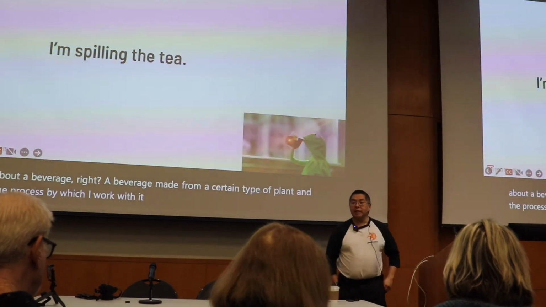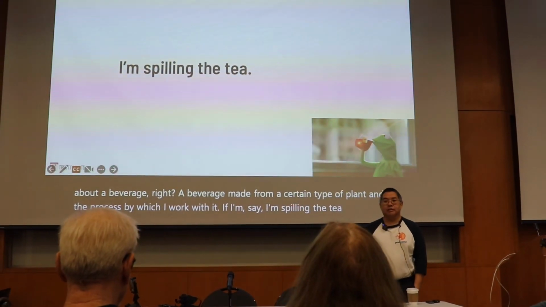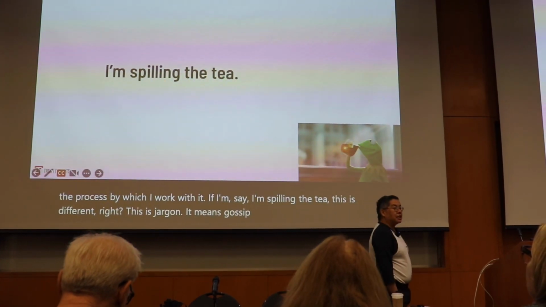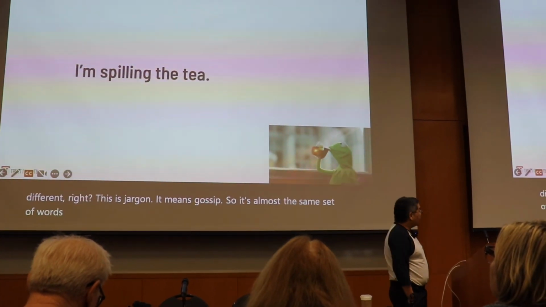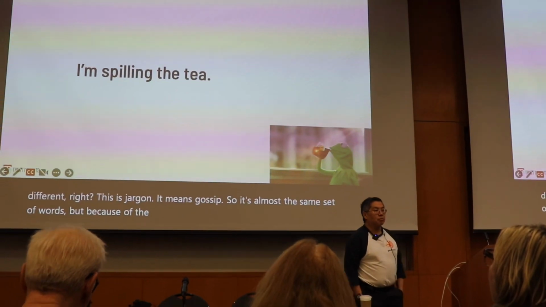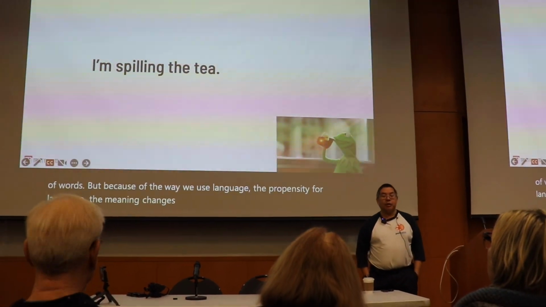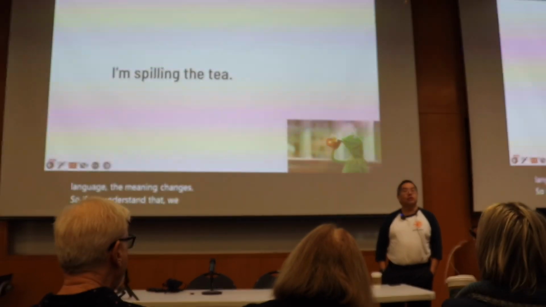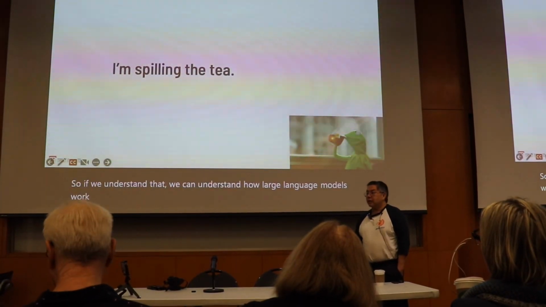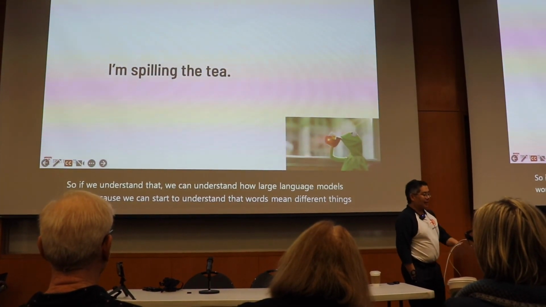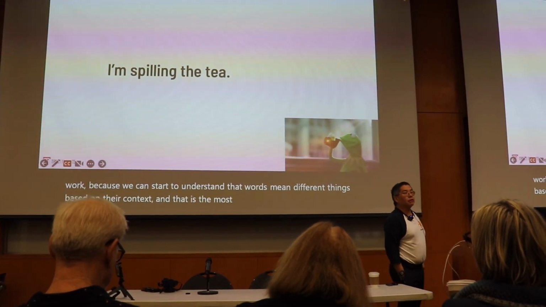If I say I'm spilling the tea, this is different, right? This is jargon. It means gossip. And so it's almost the same set of words, but because of the way we use language, the propensity for language, the meaning changes. So if we understand that, we can understand how large language models work, because we can start to understand that words mean different things based on their context. And that is the most important thing to know about large language models.